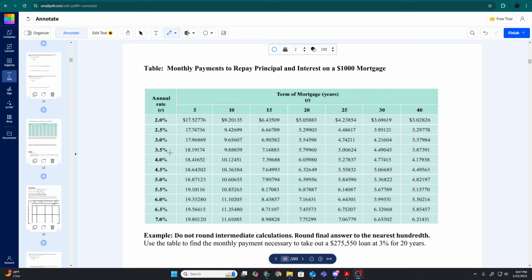Now, when it comes to a quiz or a test, we're going to give you the chart if you need the chart. We're going to give you the equation if you need the equation. It shouldn't be too bad for something like that. It'd be pretty obvious to know what you need to do.